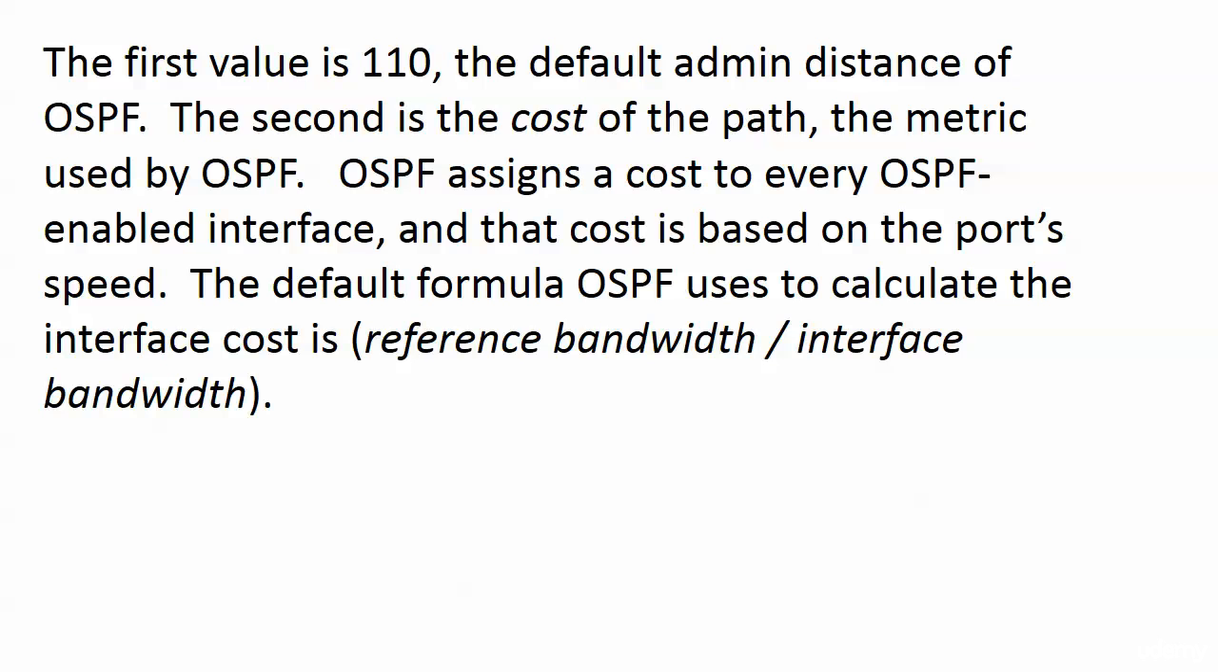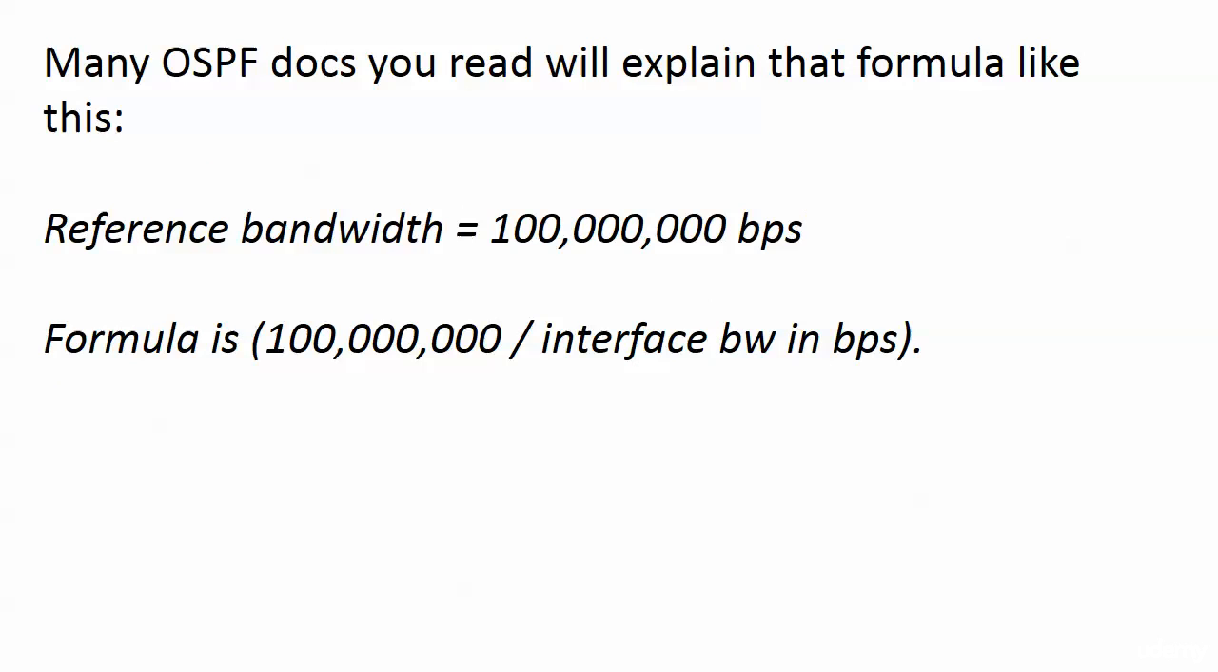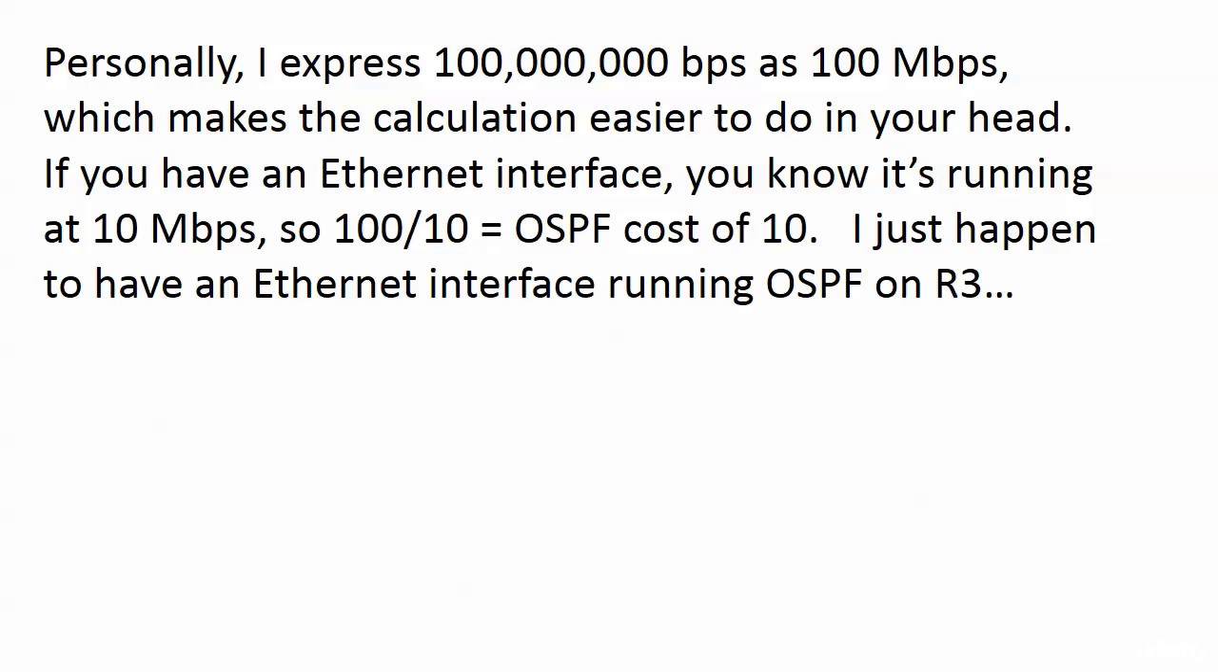Now, the default formula that OSPF uses to calculate the interface cost is reference bandwidth divided by interface bandwidth. We can't really change the factors in the formula, but we can change the values in the formula. Many OSPF documents you'll read will explain that formula like this, where the reference bandwidth is 100 million bits per second, and the formula is 100 million divided by the interface bandwidth in BPS, bits per second. There's nothing wrong with this. I personally like to express it a little bit differently. Use whichever one you're more comfortable with.